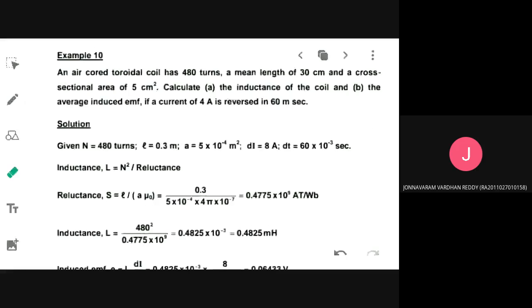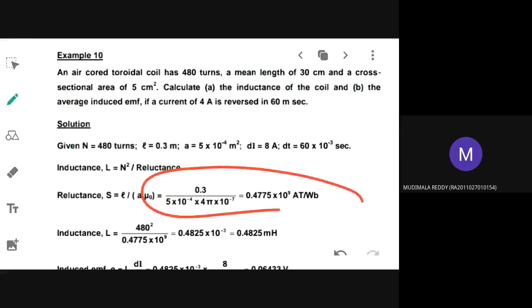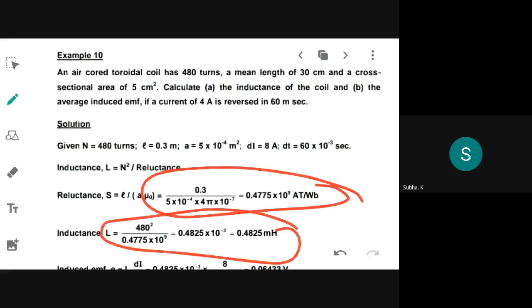And 0.47, ma'am. That is reluctance. L, ma'am. What is L? Wait, ma'am. Point 4, ma'am. 0.4 or 0.5 approximately. 0.5, ma'am. 0.48 means approximated to 0.5.